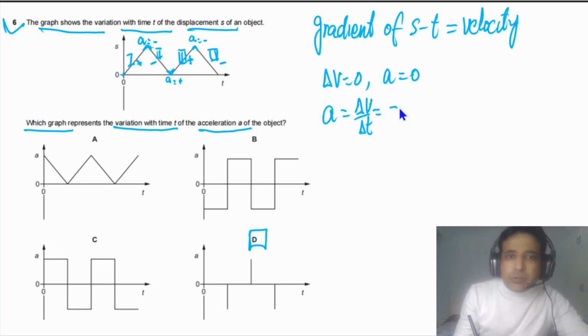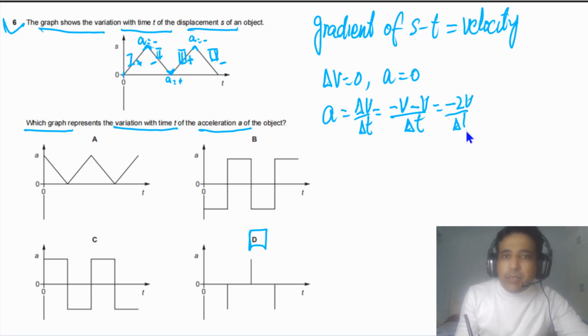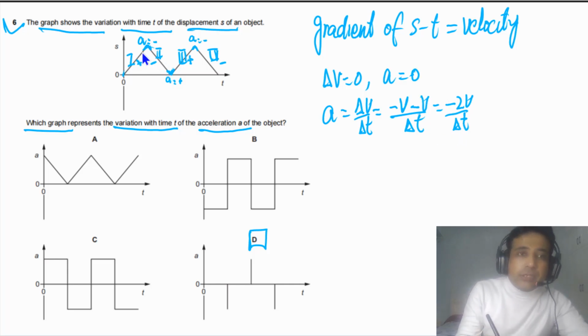So this velocity is negative minus negative, divided by delta T. So in this case, we will get negative. So this will be negative 2v divided by delta T. So acceleration is negative here. Here will be positive, here will be negative. So the answer for this question is D.